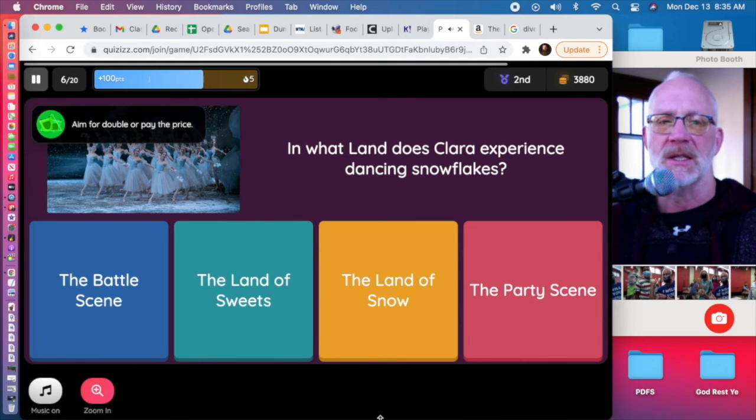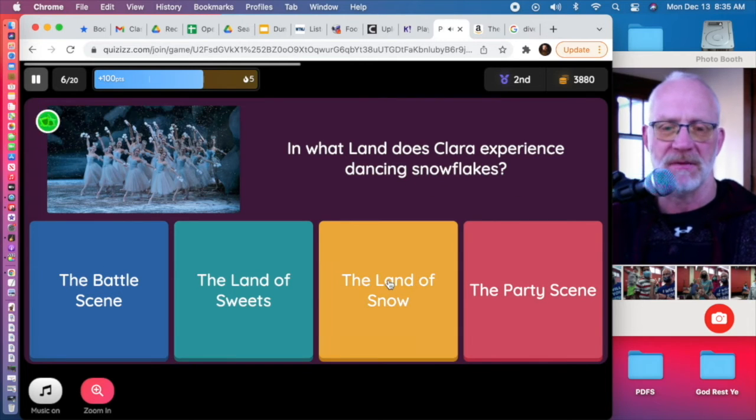In what land does Clara experience dancing snowflakes? The battle scene, the land of sweets, the land of snow, the party scene. Snowflakes, land of snow.